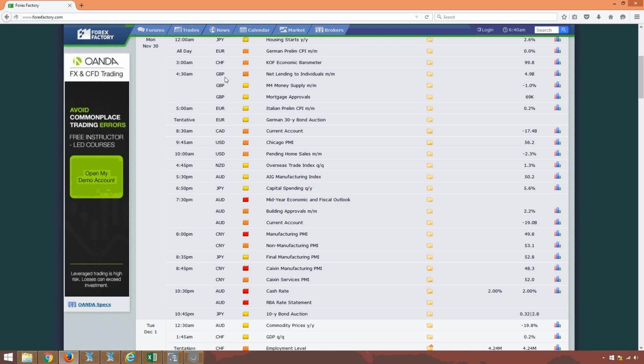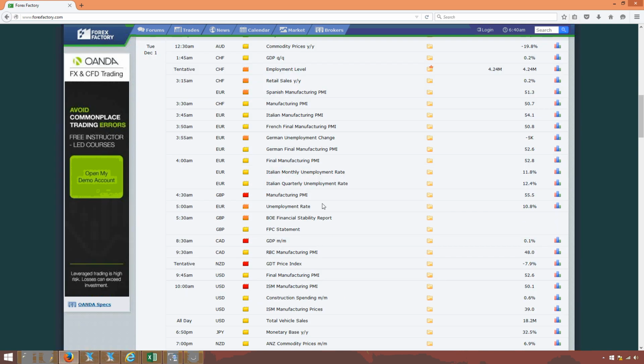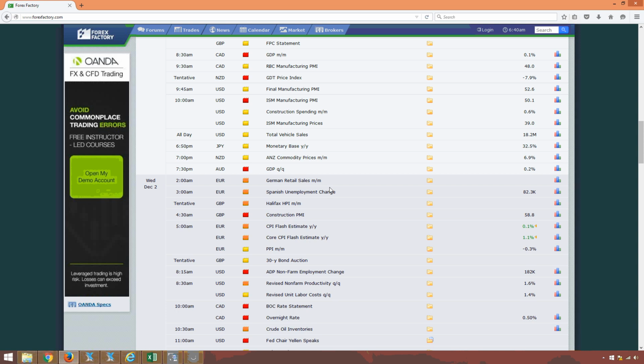We have out of the UK nothing important in here. In Australia, we have the mid-year economic and fiscal outlook. In China, we have the manufacturing PMI, which we know affects the Australian dollar because Australian exports are going more than one third into China. The cash rate and interest rate decision in Australia. Then on Tuesday, we have the manufacturing PMI, then the ISM manufacturing in the United States. The first one was in the UK. The GDP in Australia. So already we know there is heavy Australian data on the wires next week.